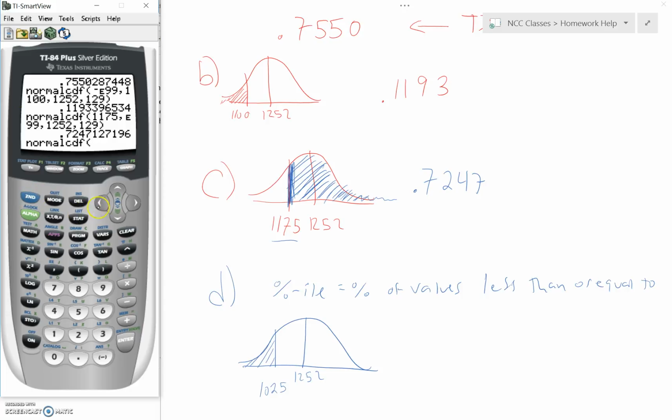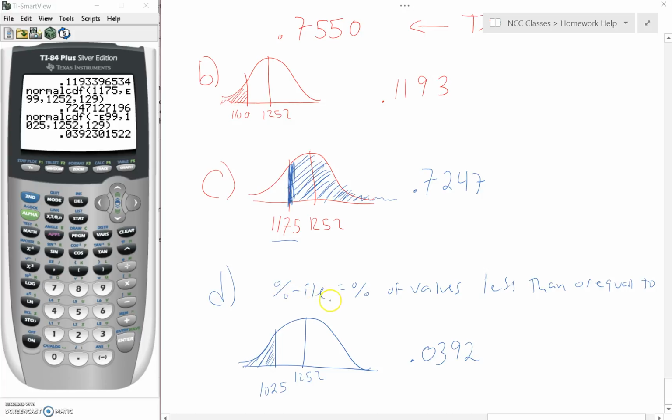So our lower bound is negative second E99. Our upper bound is the 1,025 that we're looking for. The mean is still 1,252. The standard deviation is still 129. And this will give us 0.0392 as the area to the left of our actual value. So the percentage of values that are to the left of this value is 0.0392.